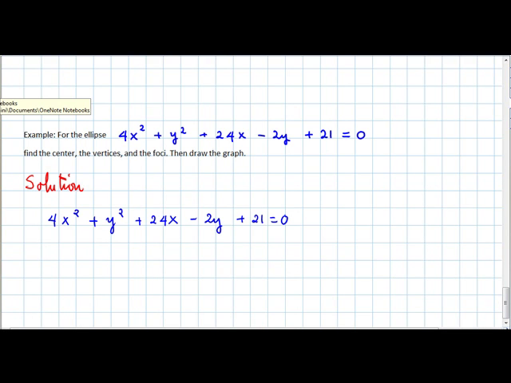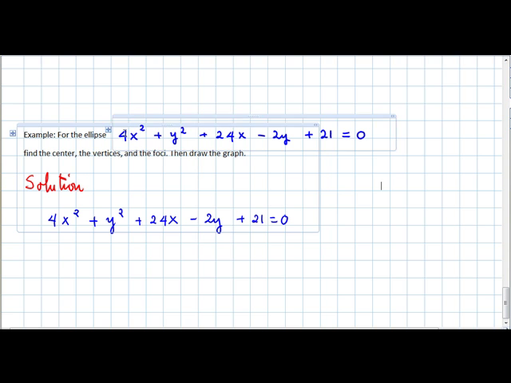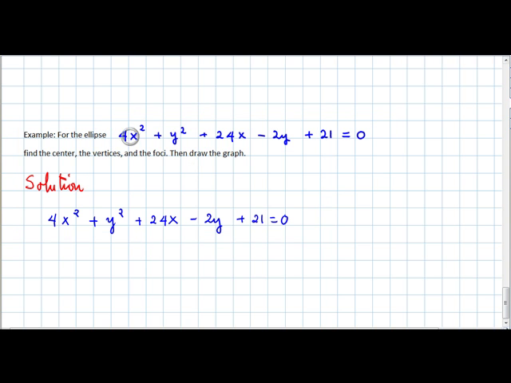In this example, I'm going to show you how to find the center, the vertex, and the focus, and then graph the ellipse. So here's a problem. This is the equation of the ellipse in the general form. Our goal is to rewrite this into the standard form with the vertex h and k.